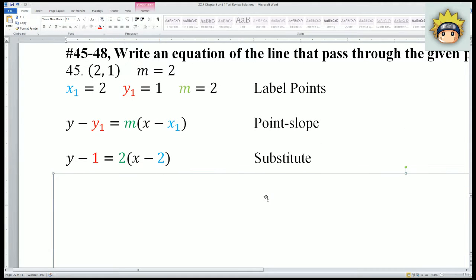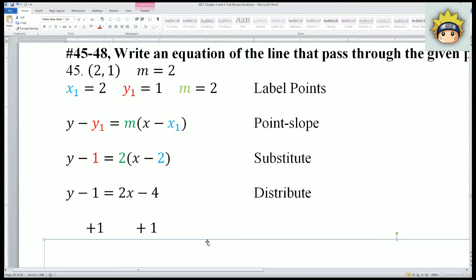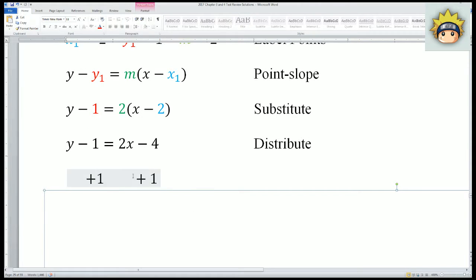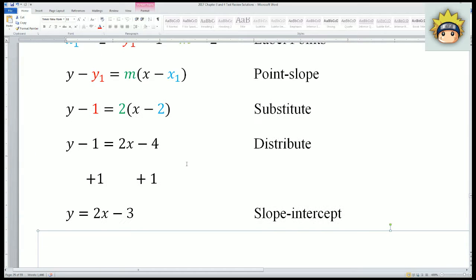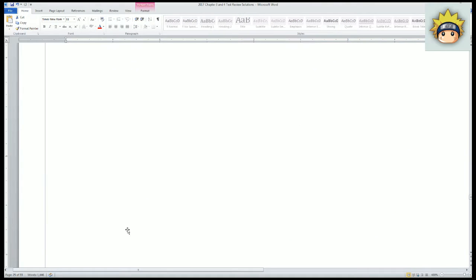Make the substitution, which becomes y minus 1 is equal to 2 times (x minus 2). Now distribute: 2 times x is 2x, 2 times negative 2 is negative 4. Plus 1 to both sides, and you should get y equals 2x minus 3. This is now in slope-intercept form because it looks like y equals mx plus b. Here the slope is 2, the y-intercept is negative 3. There you go. Let's go to the next one.